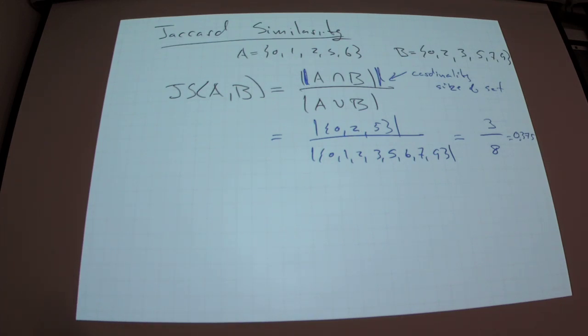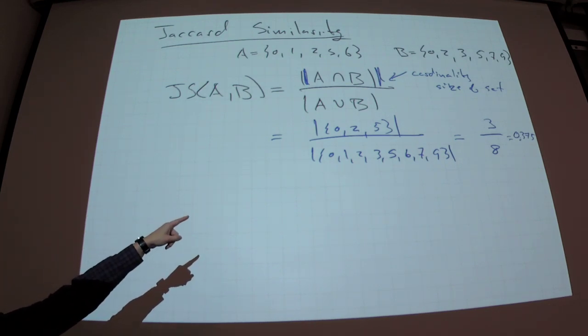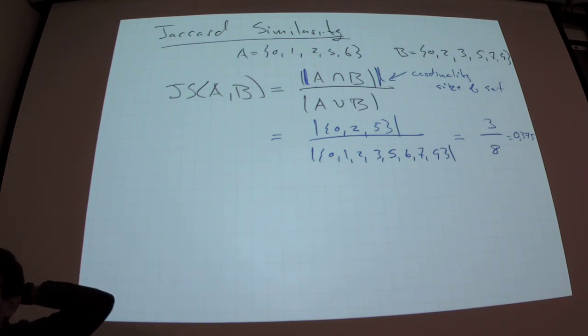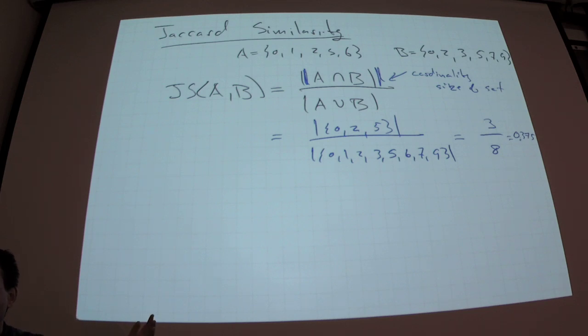Okay, if I added 3 into A, that was also in B, right? They should become more similar because their overlap is larger. So the numerator would go to 4, and the denominator would stay the same, right? And so it would be 4/8 instead. So that would be more similar.